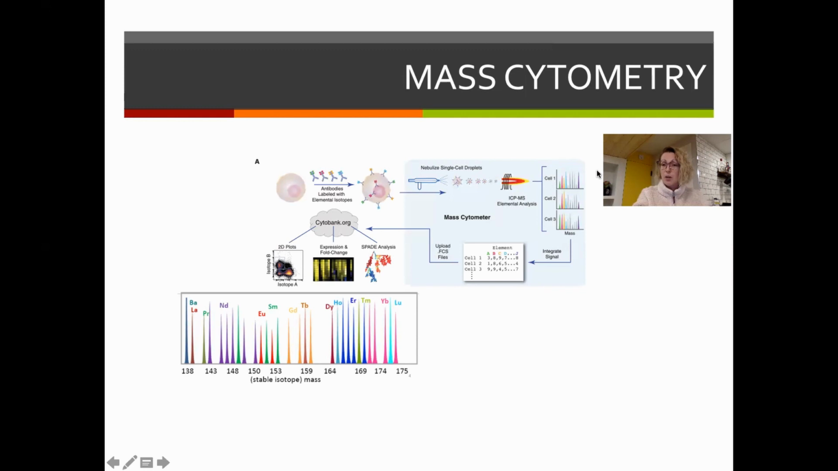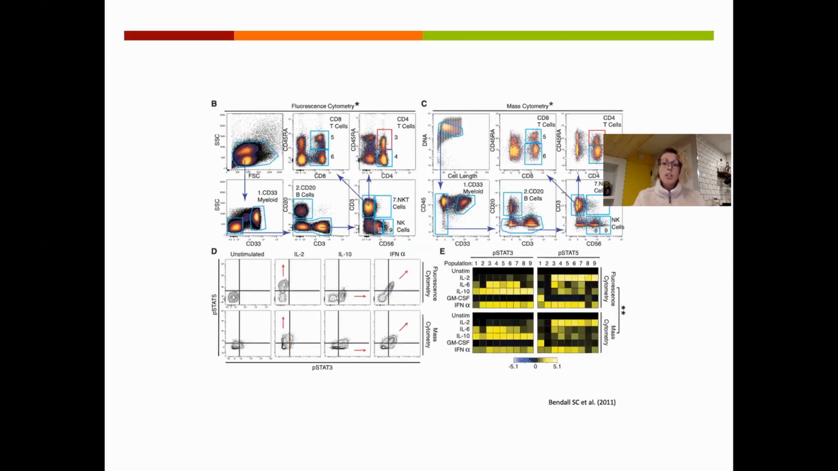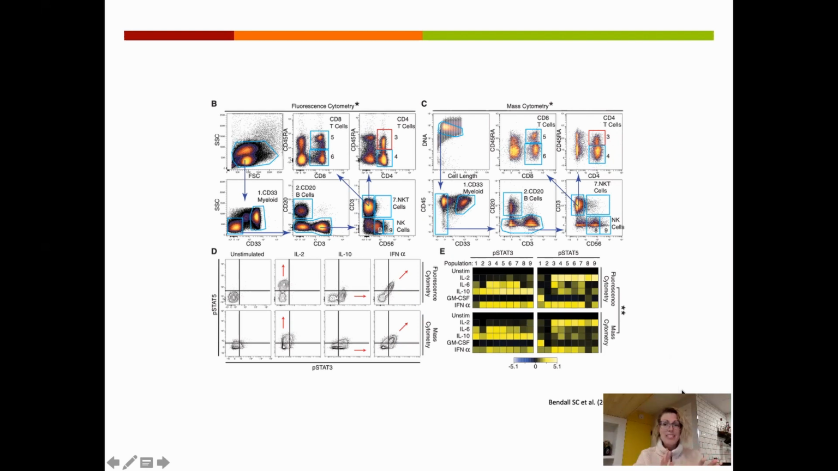And so then from each cell, we can look at which metal isotopes are present. And because we know which isotope was on which antibody, we can start to break down what each cell was expressing, similar to how we use fluorescence on a flow cytometer. So here we have a comparison between standard flow cytometry and mass cytometry. When we look at the profiles between the two, you can see that you get very similar signals detected with the two techniques, even though they're so different. So this shows that we can recapitulate the same data using this mass system.